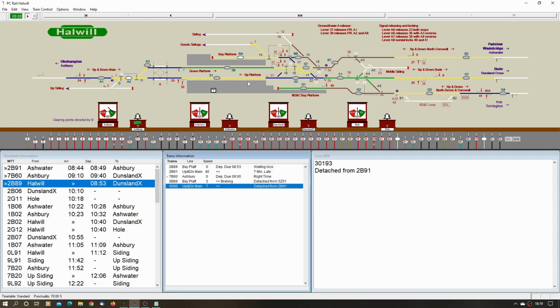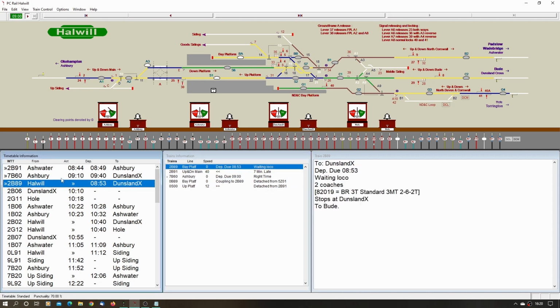Right, this one's coming out back to where it was. This light engine is braking. I'm going to put 26 back. All the points I can leave because he's coming out this way, so the route is set up ready. Buffered up, so I need to couple him up. I'm going to now offer that one on to Dunsland's Cross. That's class 2.